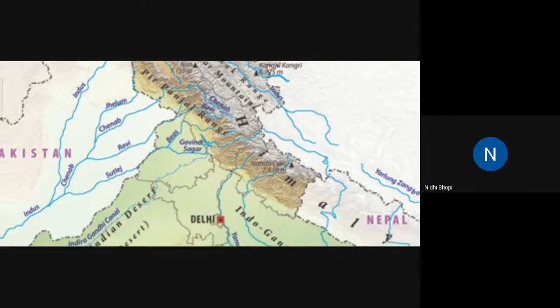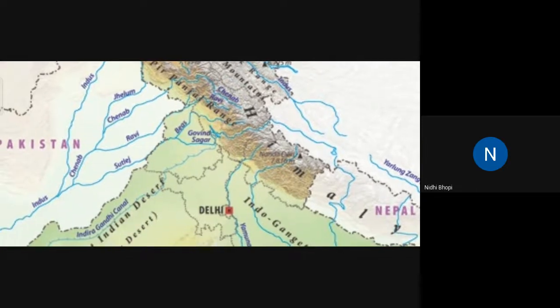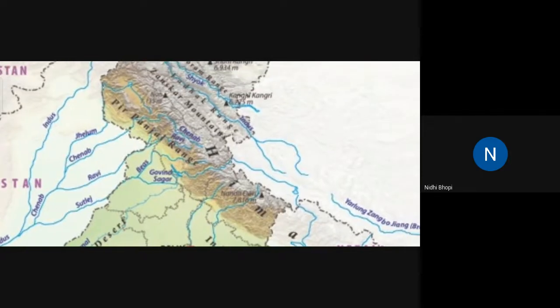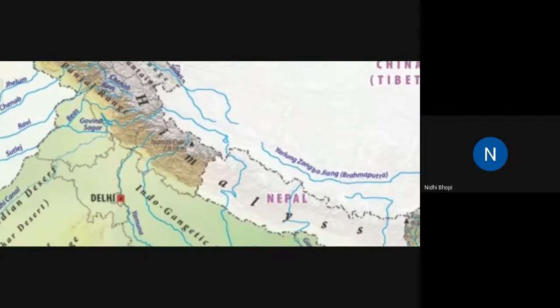You have one dam, you can see Govind Sagar. It is on the river Satluj, and it is in Punjab. Okay. Now, all the mountain ranges I have shown.